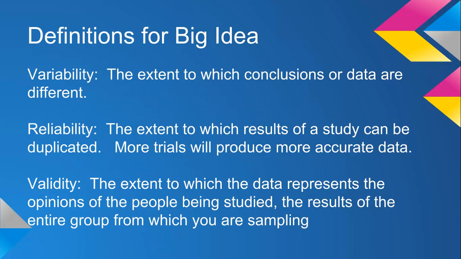So here are the definitions. Variability is the extent to which conclusions or data are different. Reliability is this idea of the law of large numbers, where results of a study should be able to be duplicated. More trials will produce more accurate data. Validity is the extent to which data represents the opinion of the people being studied, or the results of the entire group from which you're sampling. It could be people, or it could be a bunch of things that you're actually looking at.